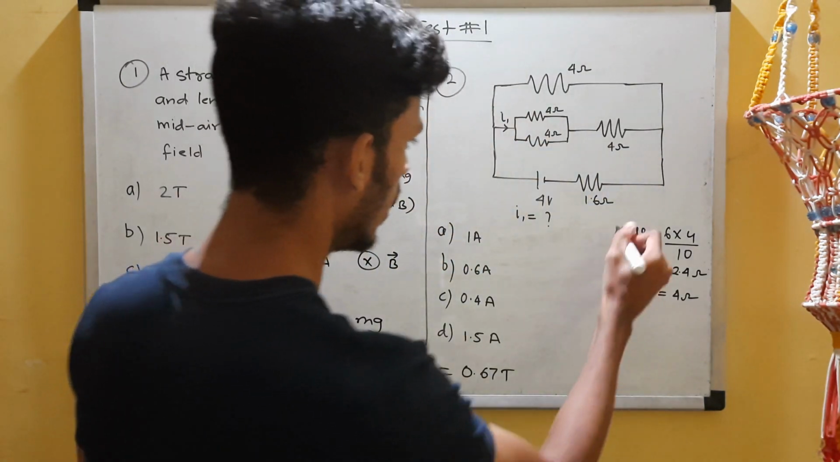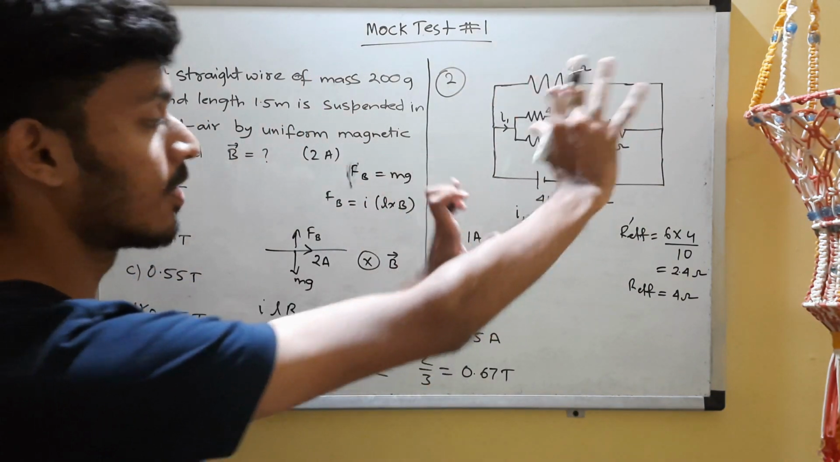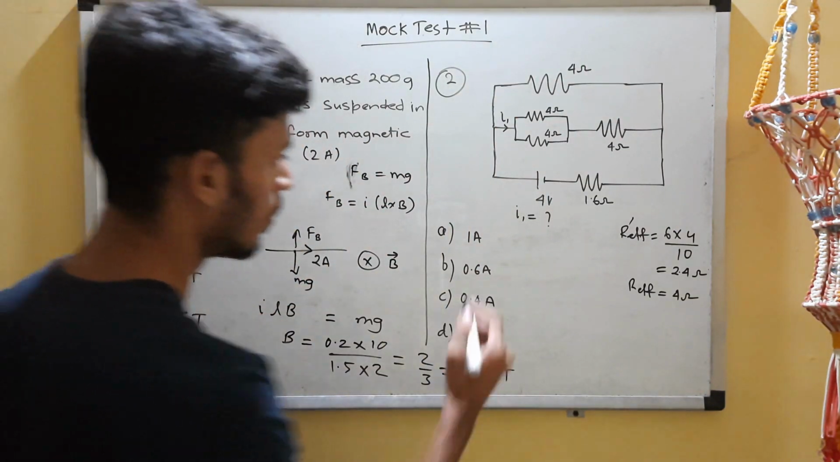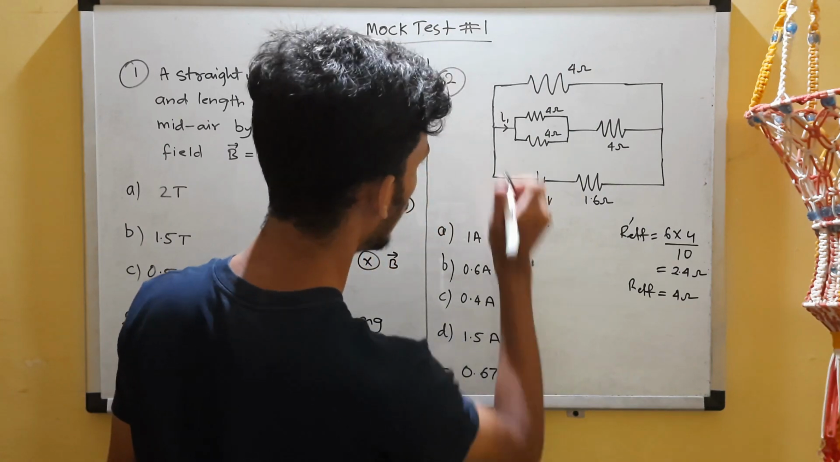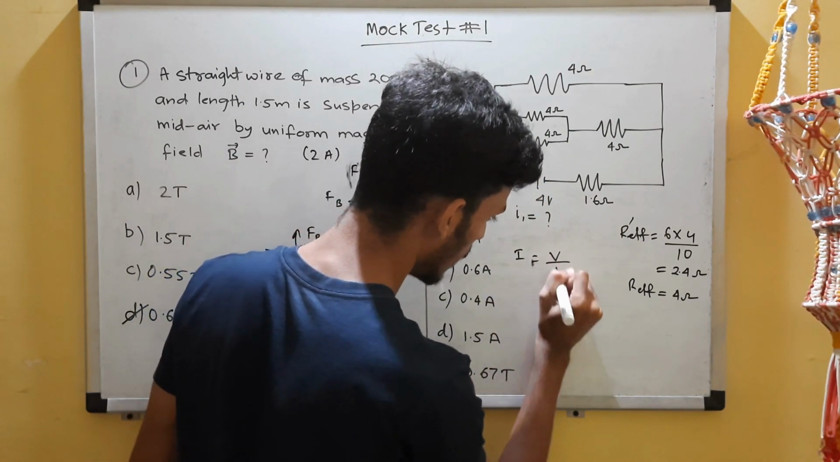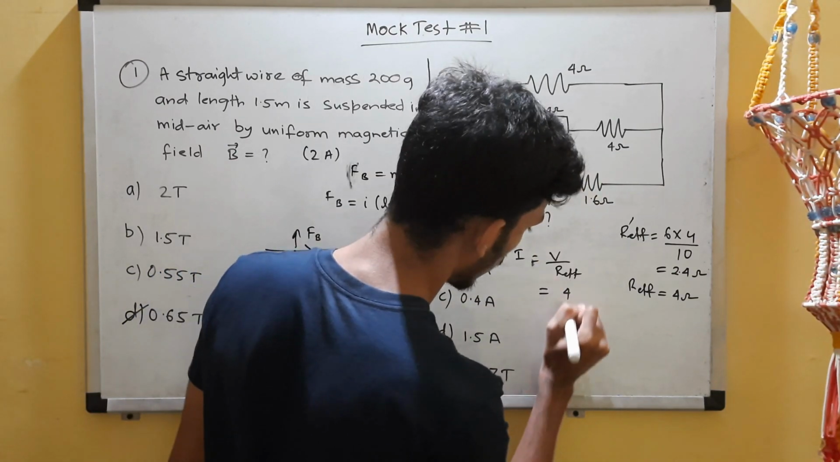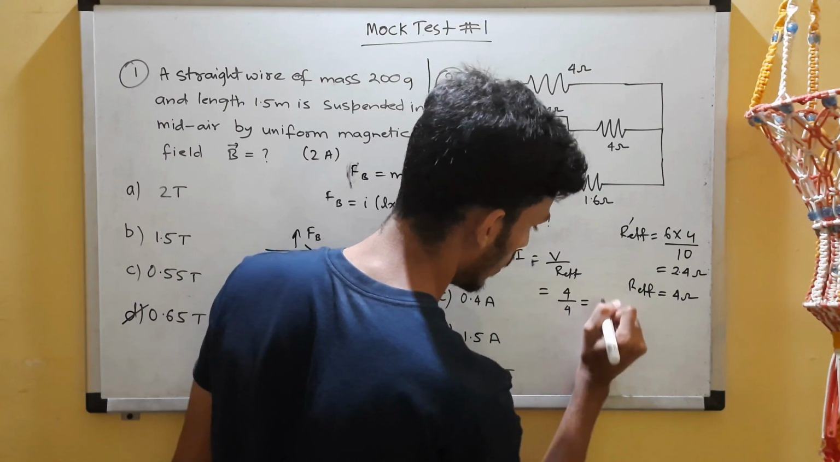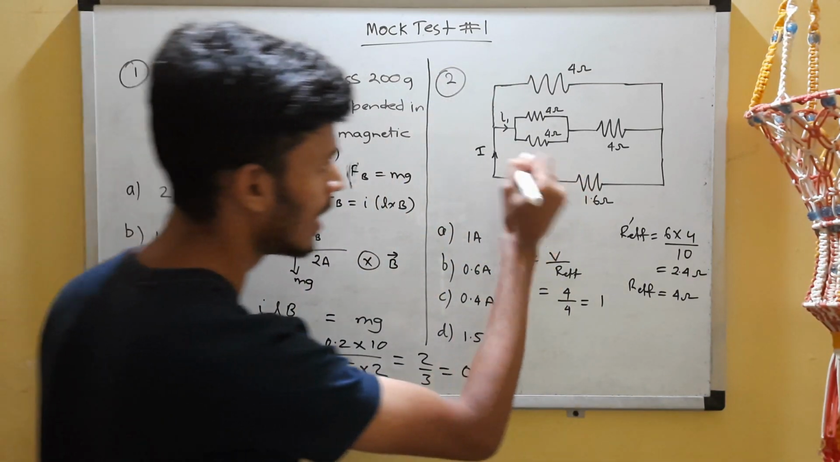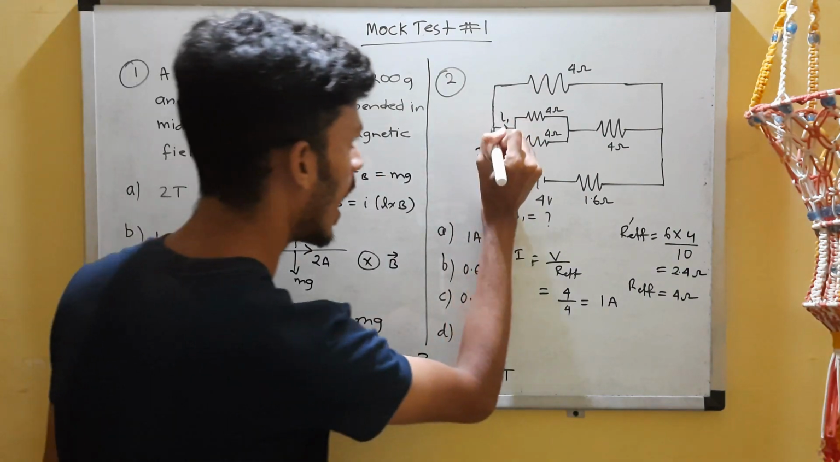I'll call this dash. So here we have the effective resistance of this circuit, which is 4 ohms. Now the current which is coming from this circuit, I can call it I. So I will be V by R, right? So V by R effective. The voltage is 4, resistance effective is 4. So the current which is drawn from the cell is 1 ampere. So 1 ampere is coming at this junction.